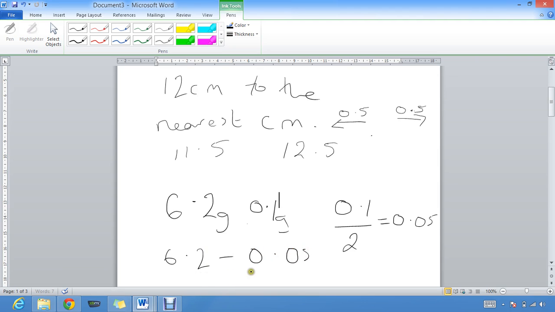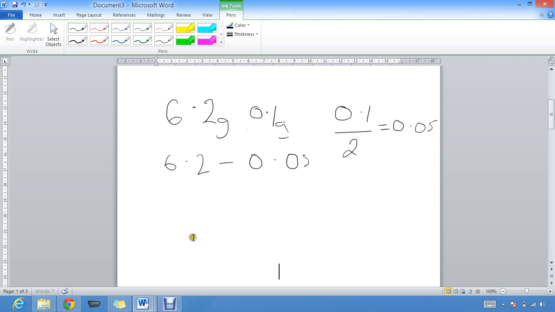my lower bound will be 6.2 minus 0.05, or it will be 6.2 plus 0.05, in each case will be 6.15 or 6.25. So the key thing is to see what are they asking you. Is it to the nearest 1 centimeter or 1 gram, or is it to the nearest 0.1 gram? In either case you divide by 2 and subtract or add to get your minimal or maximum values.